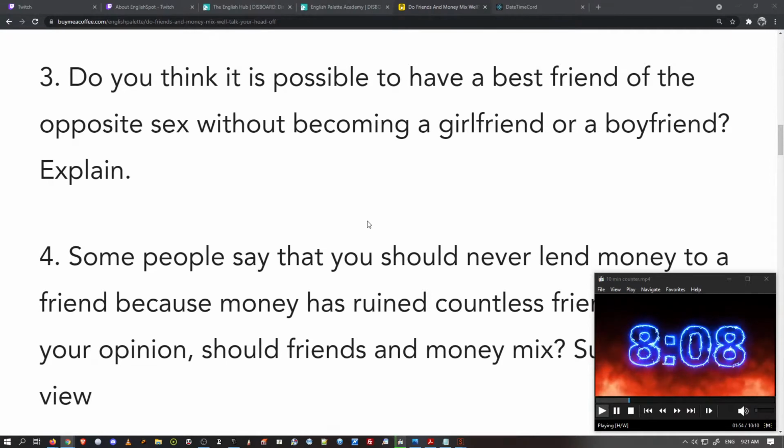I would not help. I'm not going to put myself in danger because he gets in danger. It's really hard to help them. I have responsibilities.